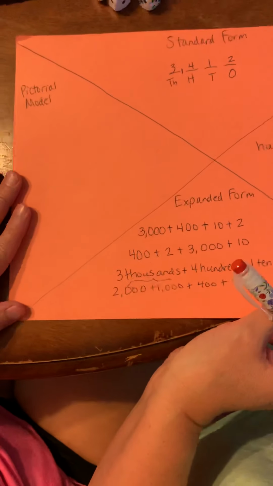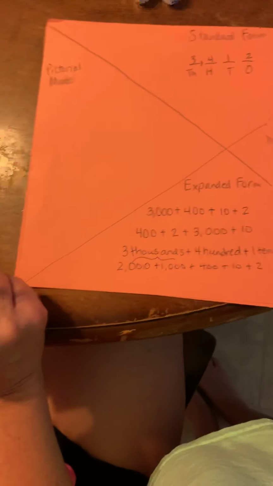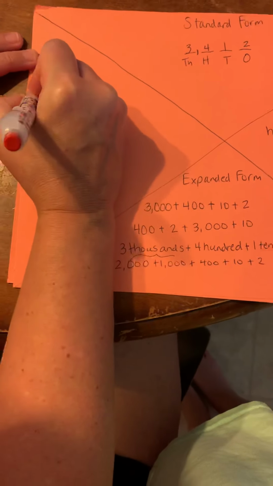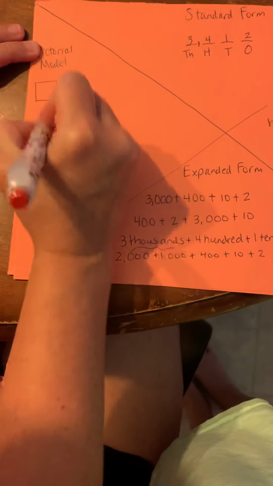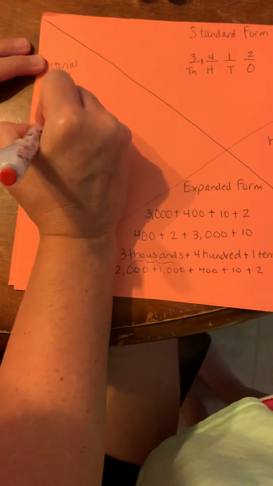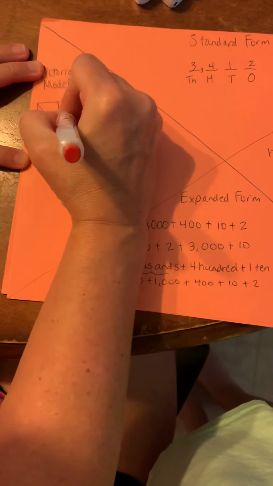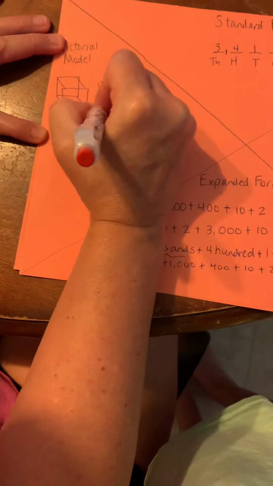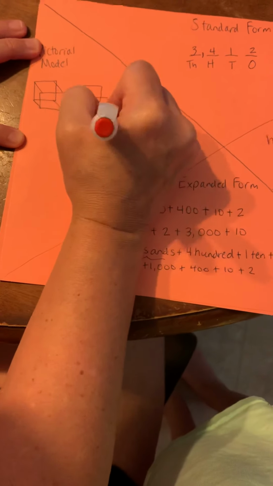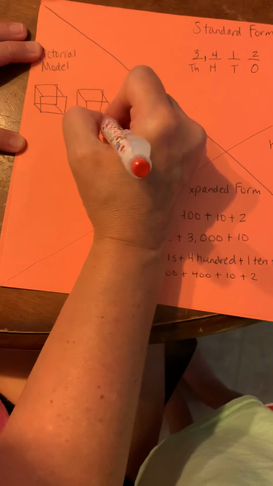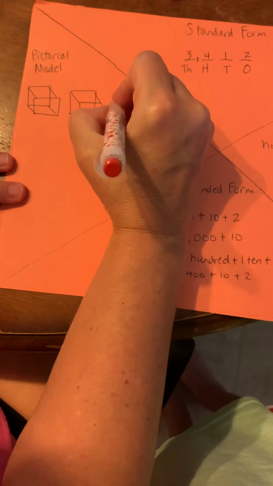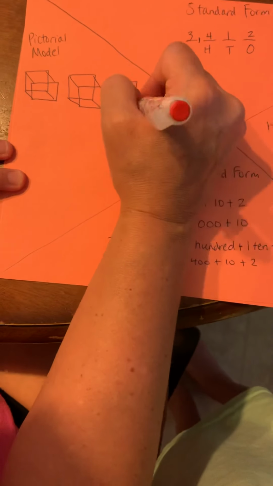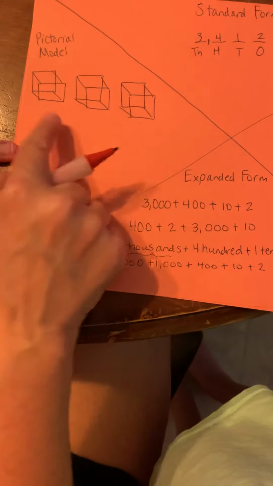All right, the last part we're going to go to is the pictorial model. We're going to use cubes to represent the thousands. So to draw a cube, I would need 2 squares. So I draw a square and then I draw a square inside of there. And then I'm going to connect the lines. Okay, so that would be 1,000. This would be 2,000. So I would need one more to get my 3,000. So that takes care of my thousands.